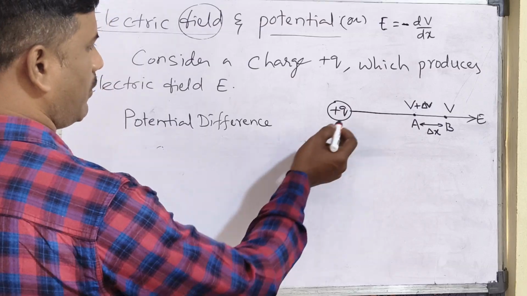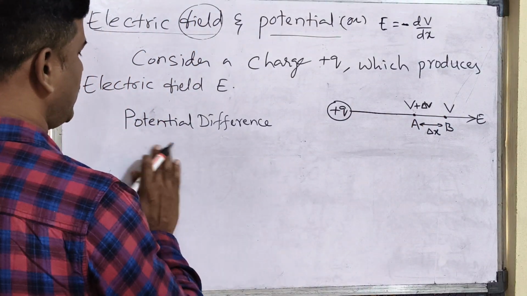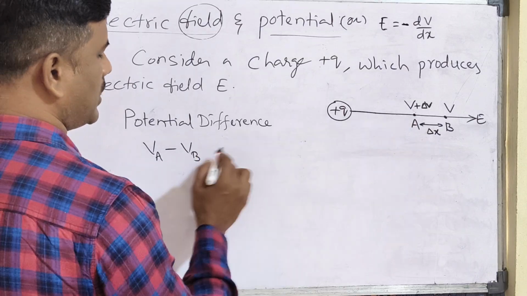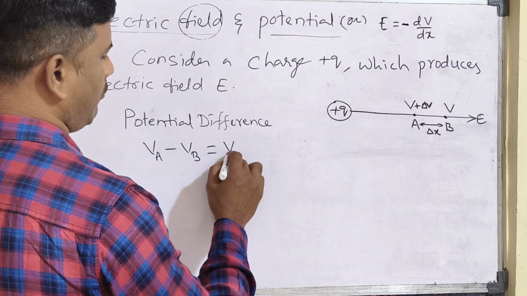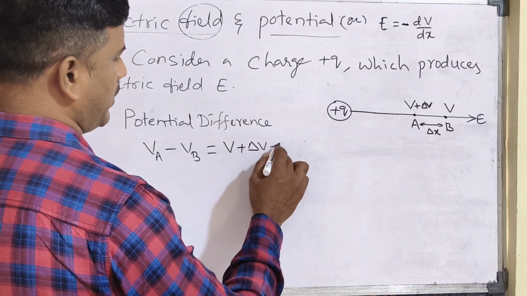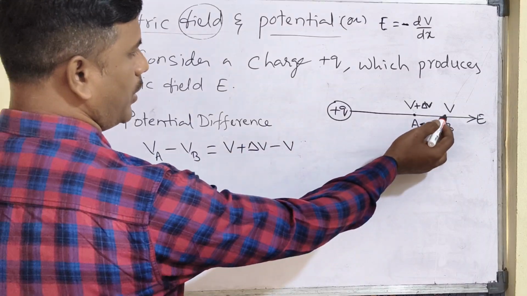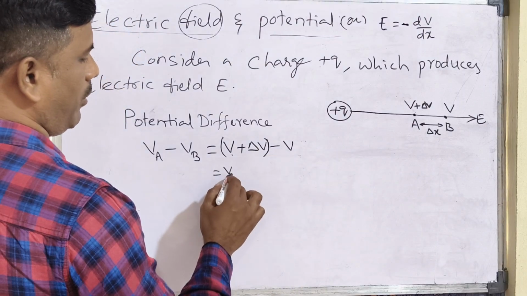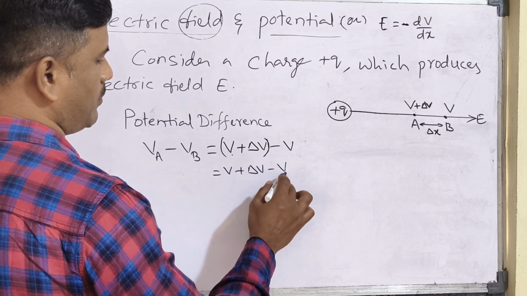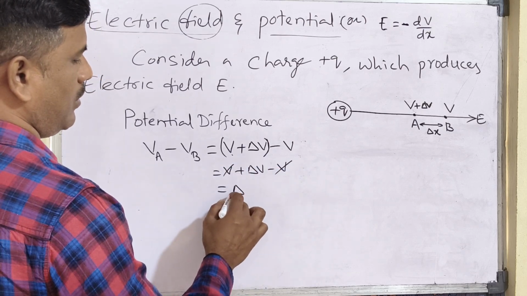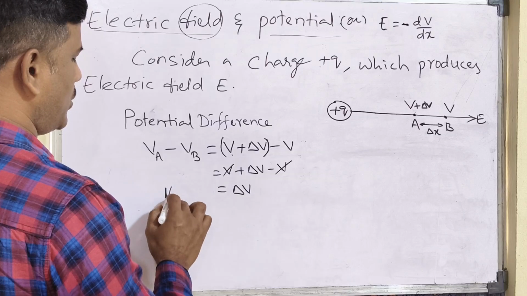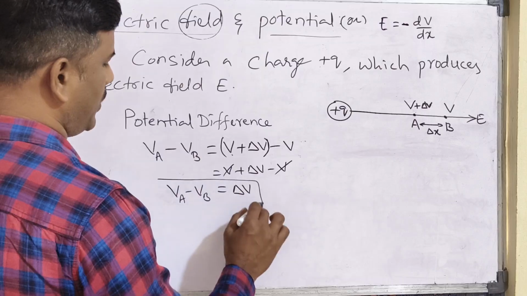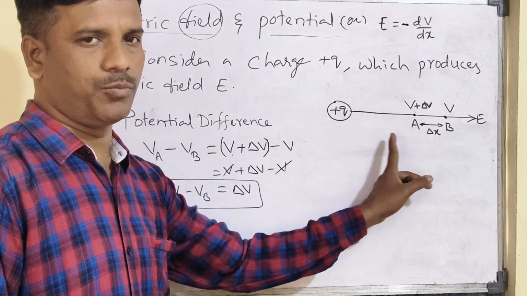Potential difference here is VA minus VB. VA is the greater potential and VB is the lesser potential. So the difference: at B the potential is V, at A the potential is V plus delta V. So V plus delta V minus V, the V cancels, leaving delta V. This is the potential difference between points A and B.